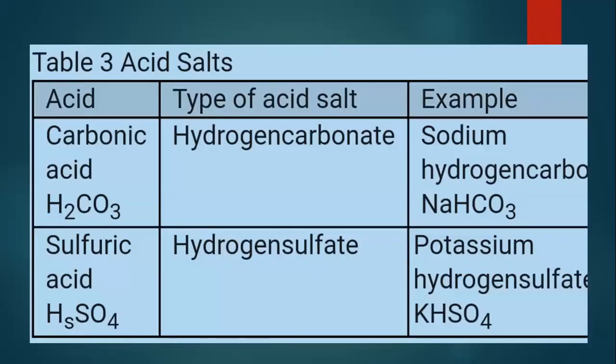Examples of acid salts. First is carbonic acid, in which the type of salt formed is hydrogen carbonate, and an example is sodium hydrogen carbonate, that is NaHCO3. Only 1 hydrogen is replaced. And the same in sulfuric acid, the product is potassium hydrogen sulfate, in which only 1 hydrogen is replaced.